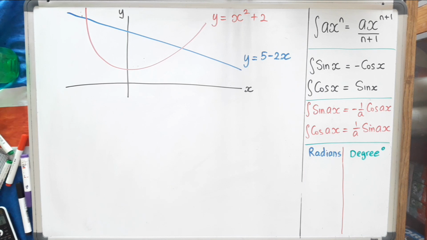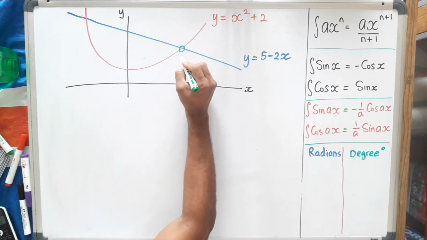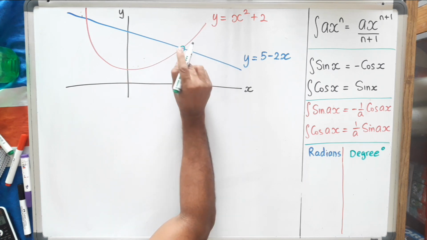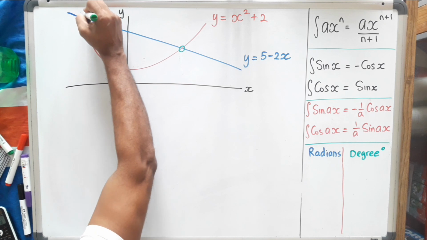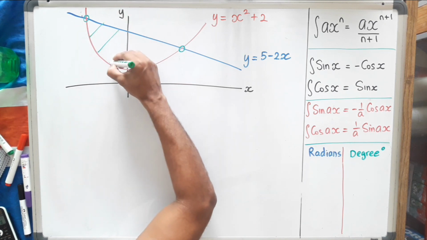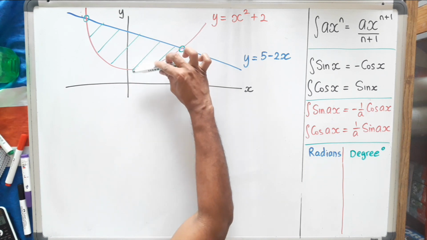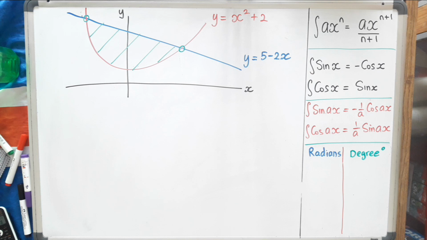All right, well deserved. Okay, so let's assume that these two graphs meet at this point and they meet at this point. I want you to find the area of the green portion. In other words, the area between the two graphs.